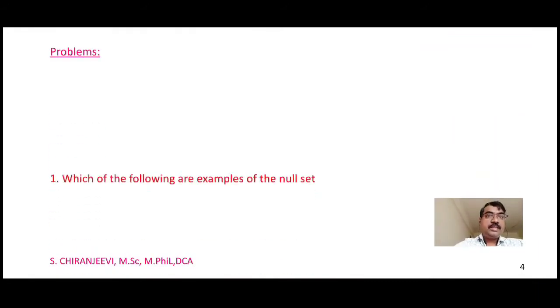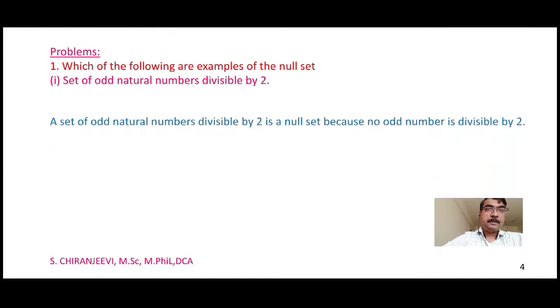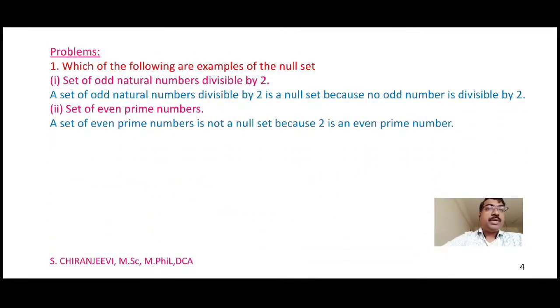Next, problems on this. First one, which of the following are examples of the null set? An example of a null set is a set which does not contain any element. Set of odd natural numbers divisible by 2. Here we will not get any odd number which is divisible by 2, so this is a null set. Set of even prime numbers. This is not a null set because 2 is an even prime number.